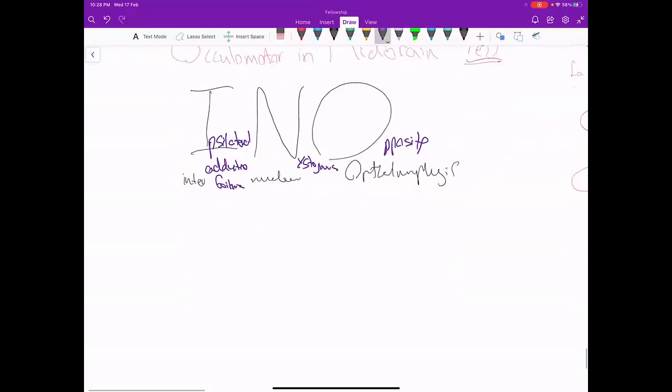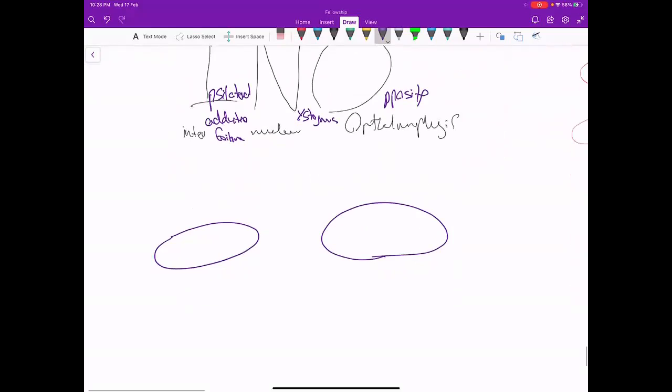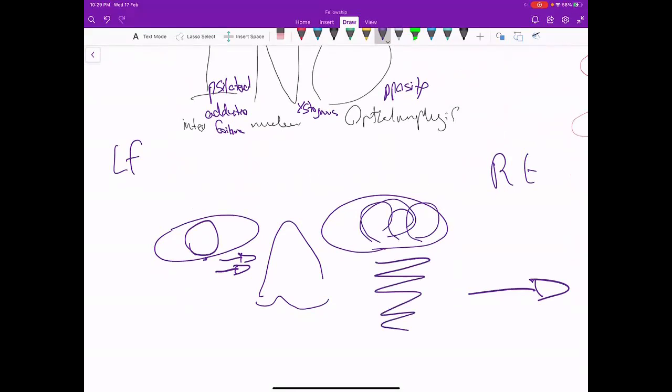So, one more time. I have two eyes. This is going to be the right. This is going to be the left. Here's that ugly nose that we were talking about. Let's say I'm trying to look to the right side. The left eye is stuck. It's not going medially. It's not adducting. And the right eye is just going crazy, going back and forth and back and forth.